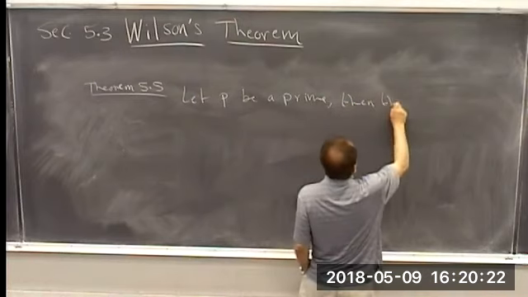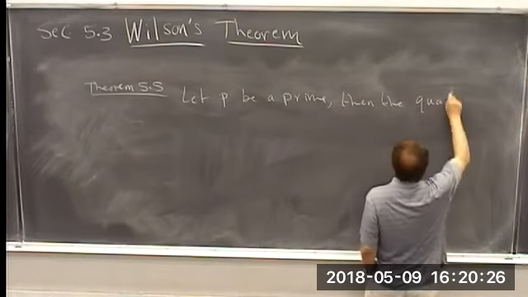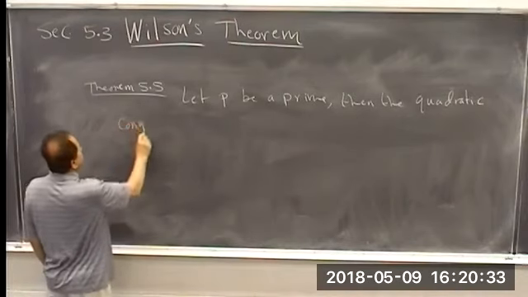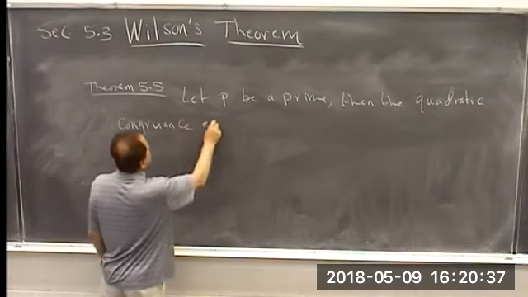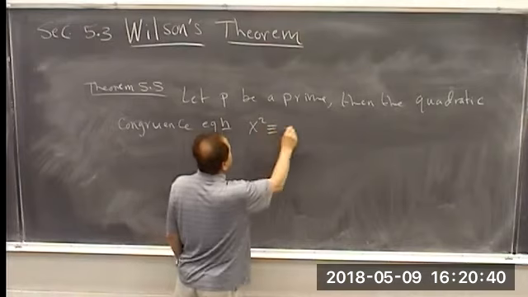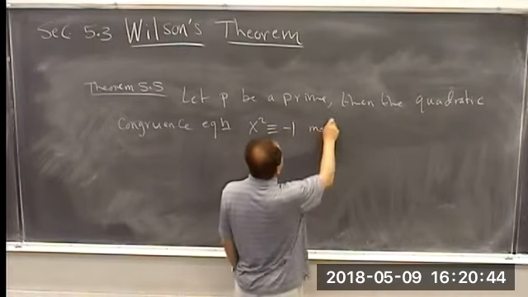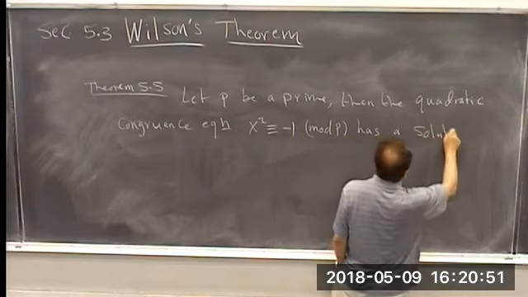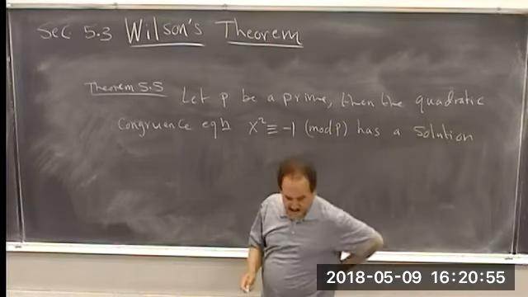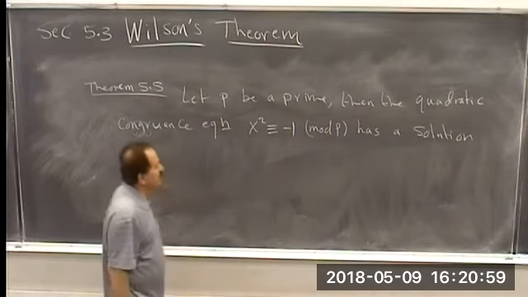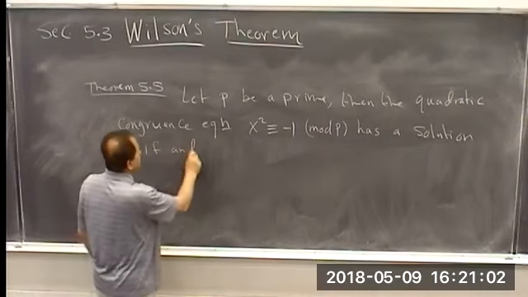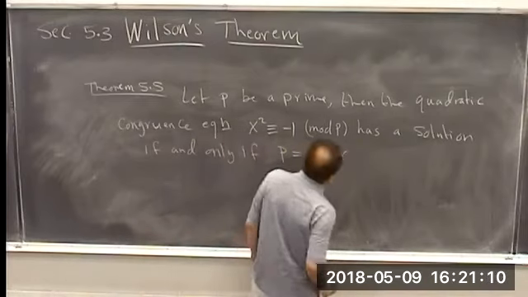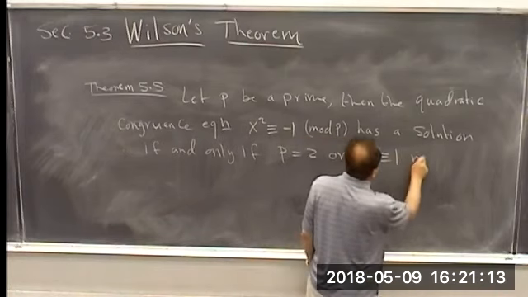Then the quadratic congruence equation x squared congruent to negative 1 mod p has a solution if and only if, you see here, I indicate, if and only if p is equal to 2 or p is congruent to 1 mod 4.